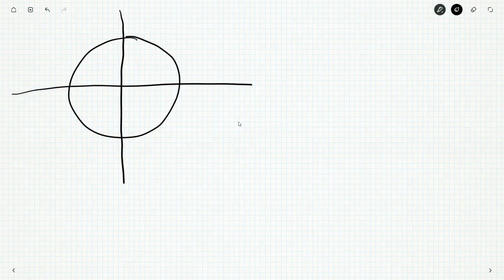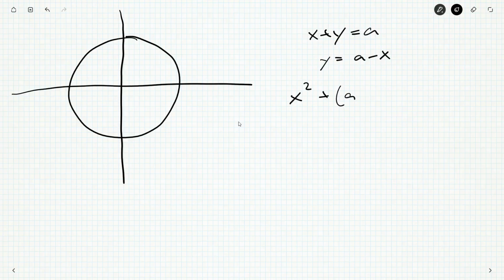Alright, so x plus y equals a. I can rearrange that and say something like y equals a minus x. And now we have x squared plus (a minus x) squared is equal to 25. So I should be able to solve for x in terms of a. Is that something I care to do? Yeah, because then I'll get possible points of intersection.